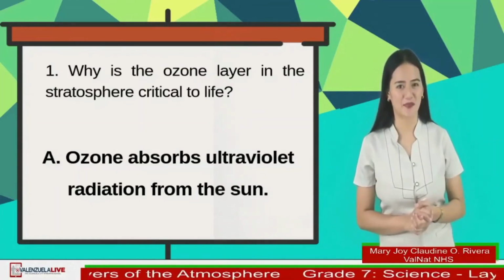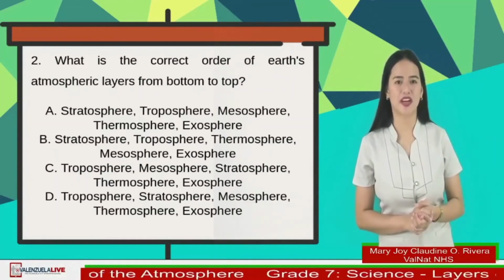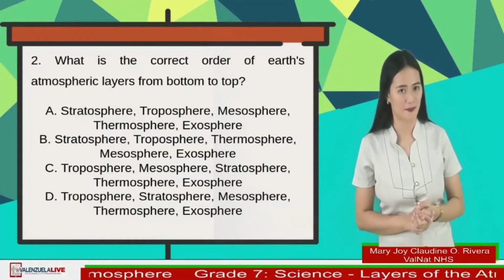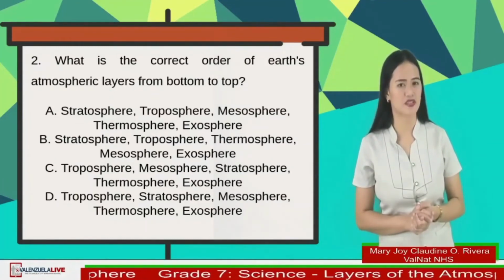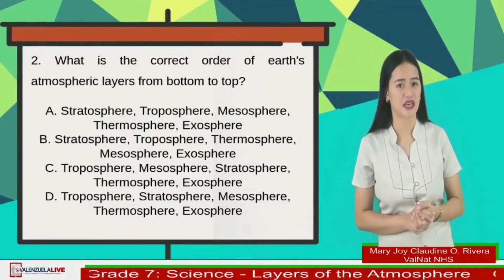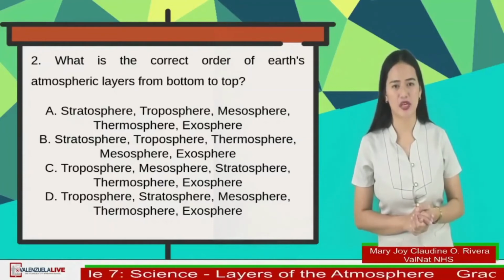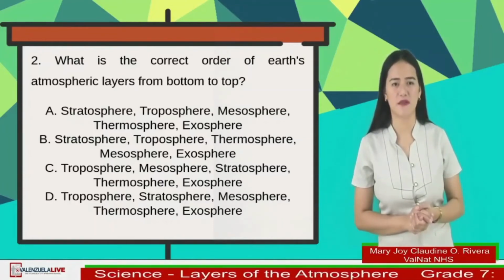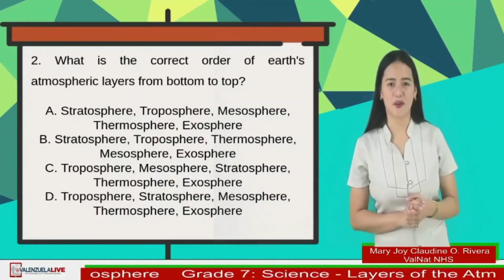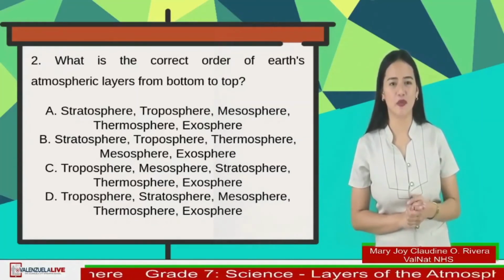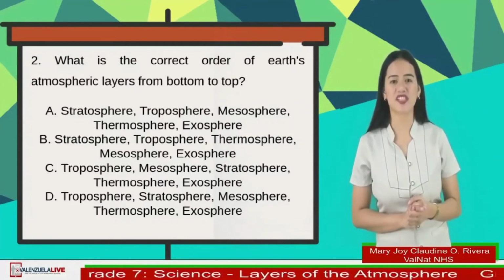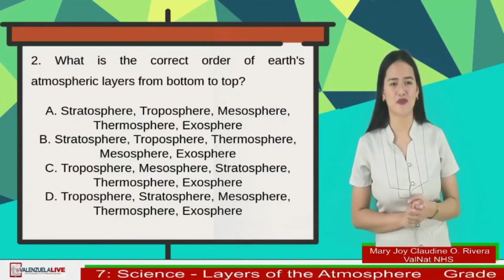Next item, number 2. What is the correct order of Earth's atmospheric layers from bottom to top? A. Stratosphere, troposphere, mesosphere, thermosphere, and exosphere. B. Stratosphere, troposphere, thermosphere, mesosphere, and exosphere. C. Troposphere, mesosphere, stratosphere, thermosphere, and exosphere. Or letter D. Troposphere, stratosphere, mesosphere, thermosphere, and exosphere.